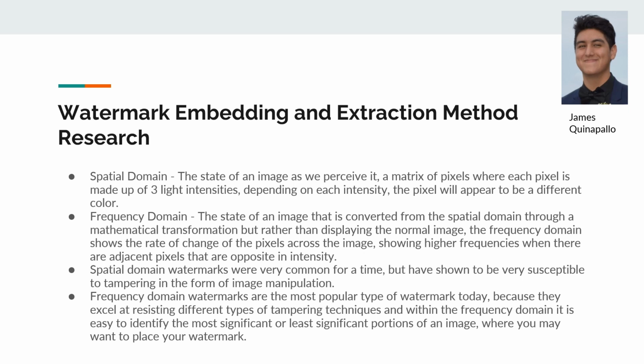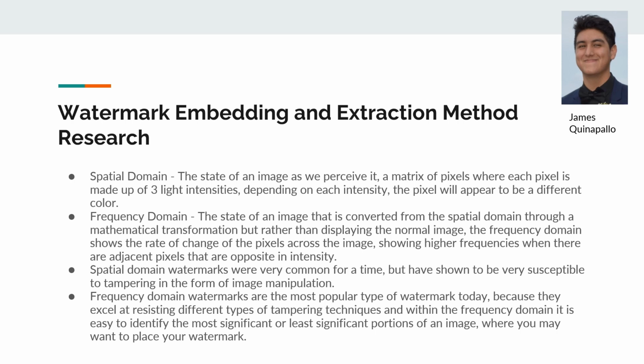First, I'd like to talk about the spatial domain. The spatial domain is the state of an image as we perceive it, a matrix of pixels where each pixel is made up of 3 light intensities. Depending on each intensity, the pixel will appear to be a different color.